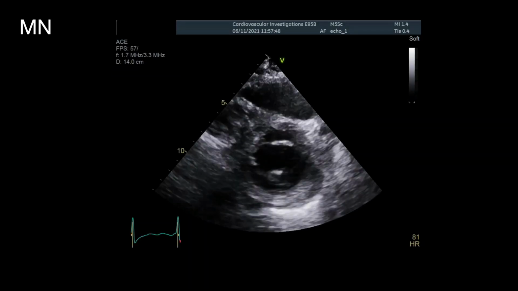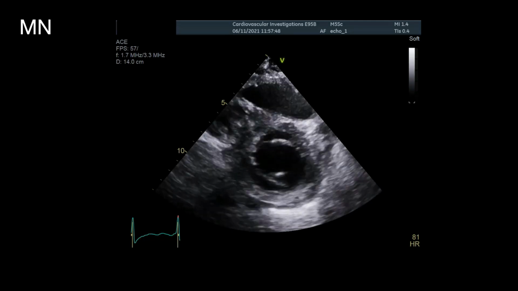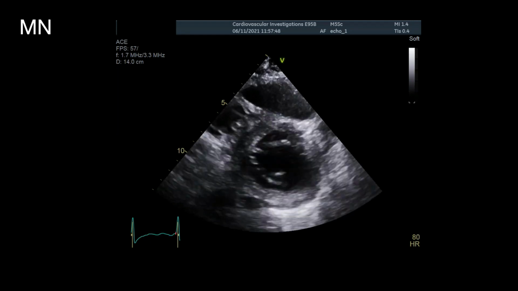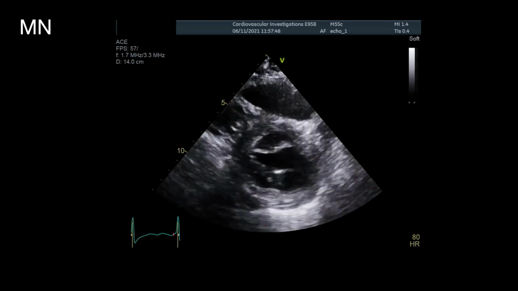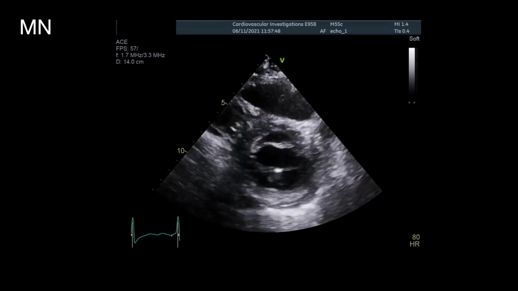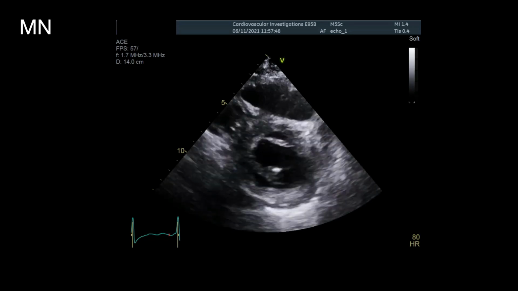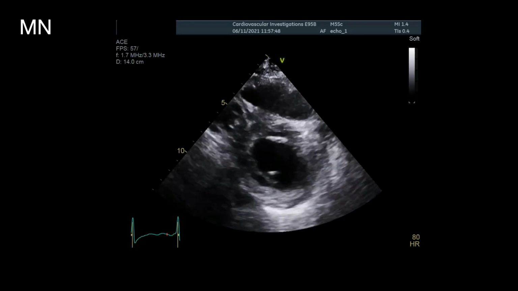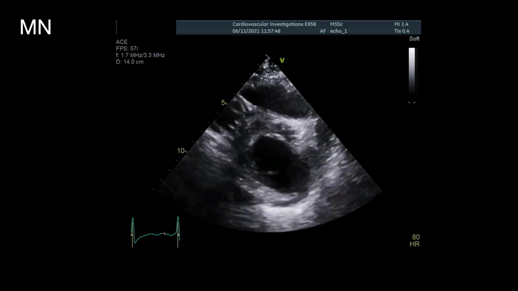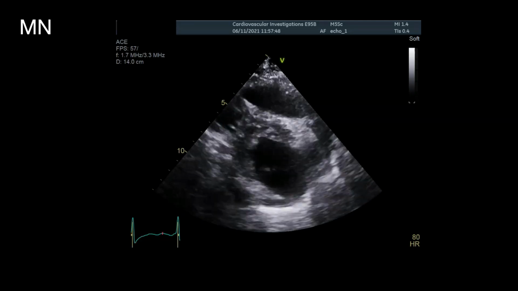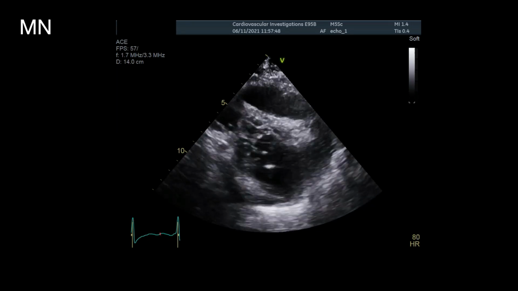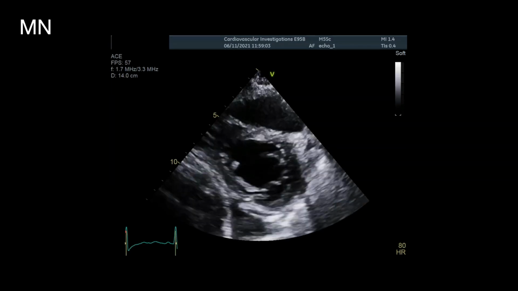So now we've moved to the parasternal short axis at the level of the mitral valve. And what you can see here is an enlarged RV, quite enlarged in this image, and a smaller, so it does look small, LV. And it's kind of coming in and out of view, which is why you're kind of losing that donut shape at the bottom right.